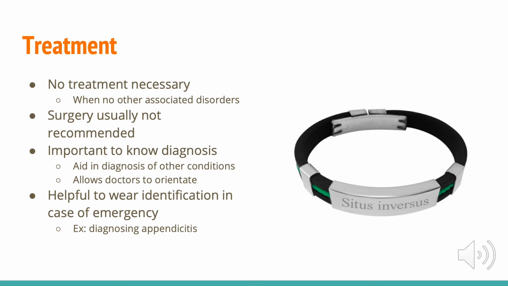Although there is not necessarily any treatment needed, diagnosis is essential to the health of a person with situs inversus. The knowledge that a patient has situs inversus allows practitioners and other healthcare individuals to properly diagnose and treat other conditions. The orientation of the organs is essential to making the correct diagnosis. There could be serious health implications if situs inversus diagnosis is unknown and a patient is misdiagnosed, such as in the case of appendicitis. Thus, it is helpful for those with the condition to wear an identification bracelet to notify medics in cases where the person cannot speak to alert the medics of their condition.